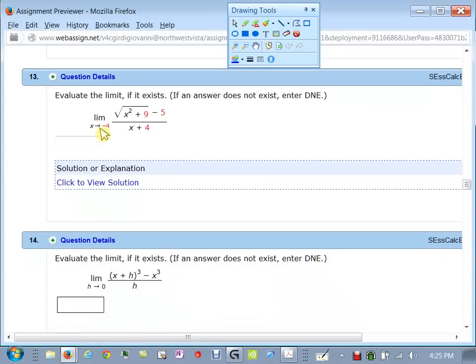All right. X goes to negative 4. Negative 4 squared is 16. 16 plus 9 is 25. Square root of 25 is 5. 5 minus 5 is 0. So we get 0 on top. Negative 4 plus 4 is 0. So we do have 0 over 0. I see a square root. I'm thinking conjugate. You should be thinking the same.